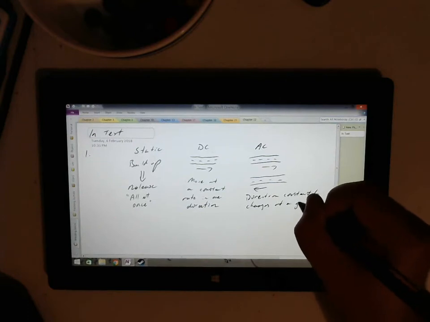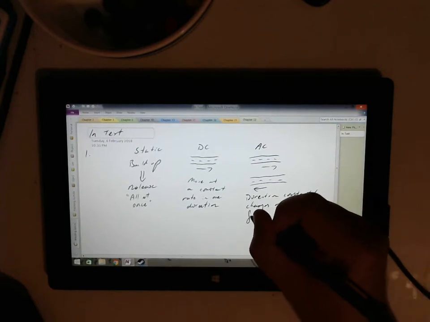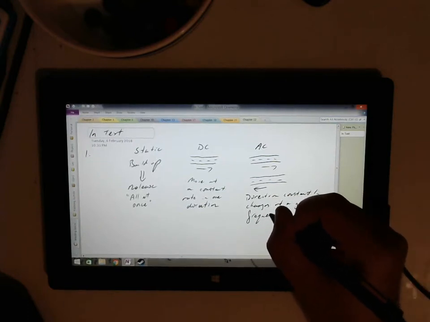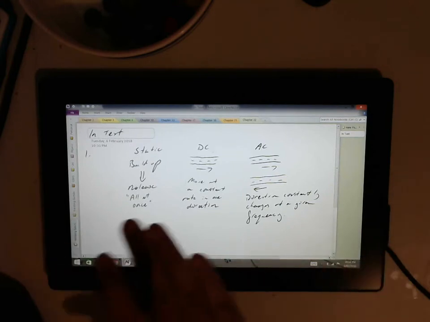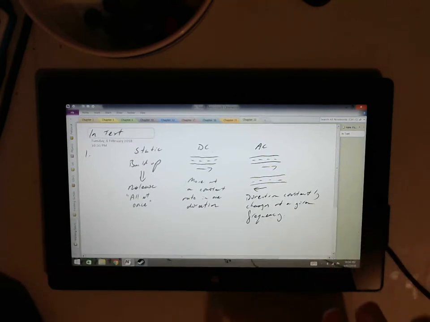The direction constantly changes at a given frequency. So remember, frequency means how often something happens. In this case, we're talking about how often it changes. 50 Hz is fairly common, but you can get other frequencies as well. And if you're ever doing circuitry, that's one of the things you think about, like what frequency am I going to use. Alright, so there's just a brief overview of the three in terms of movement.